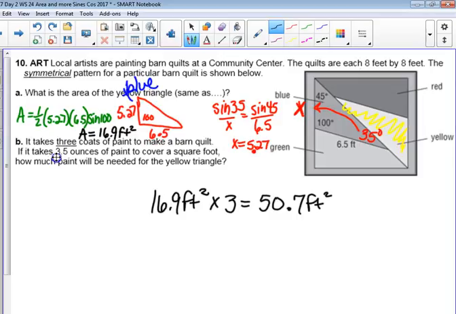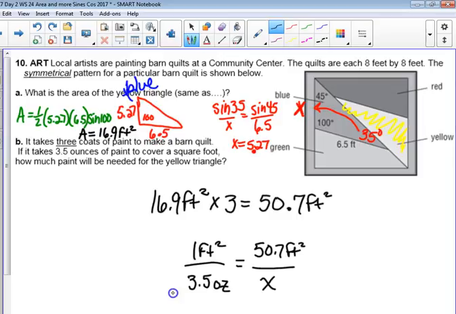If each square foot, 1 square foot, requires 3.5 ounces of paint, we think of it like a proportion, we're multiplying times 3.5. I got 177.2, but I didn't round and then I rounded, so I was somewhere in there. You guys got 178. What did you get?